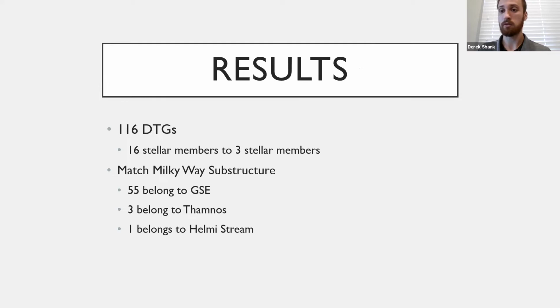Whenever we get it all together, we get 116 CDTGs from GALAH and the literature sample. These range from 3 to 16 stellar members. Most of them have 3, but some of the CDTGs do increase in size as you get stars that are clumped together in the energy and action space. The next step is to match the Milky Way structure. We have 55 of these that belong to the Gaia-Sausage-Enceladus structure, then 3 belonging to Thamnos, and finally 1 belongs to the Helmi stream.